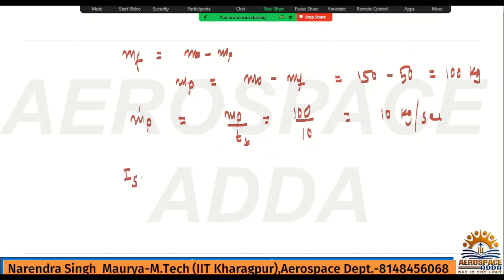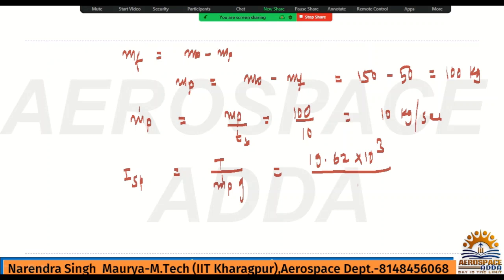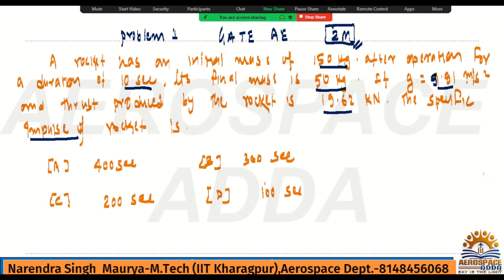Now Isp you can calculate directly: thrust divided by m dot p into g. What is the thrust? It is 19.62 times 10 power 3, divided by 10, and g they have given us 9.81. If you calculate 19.62 divided by 10 divided by 9.81 multiplied by 1000, directly I am getting 200 seconds. Check what option they have given us. Option 200 seconds is C.